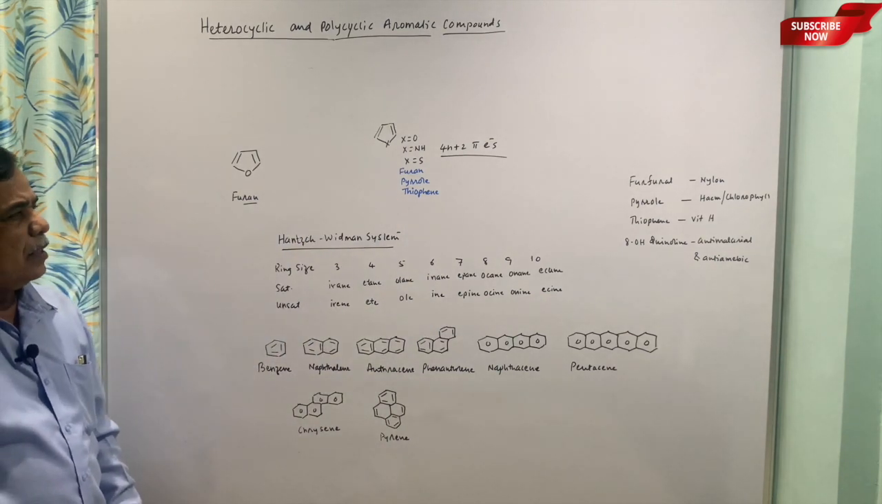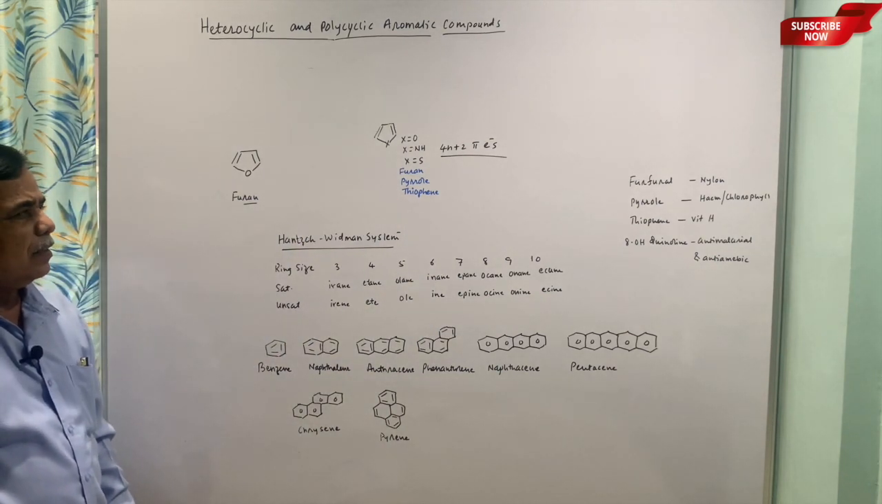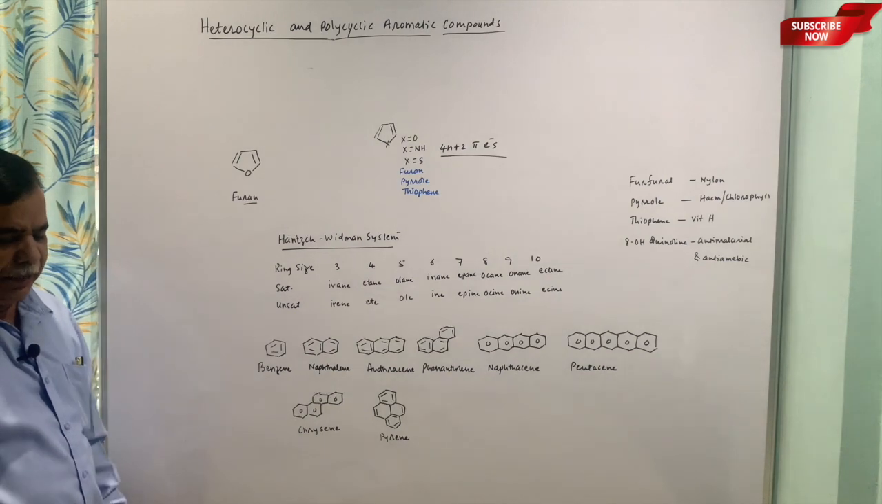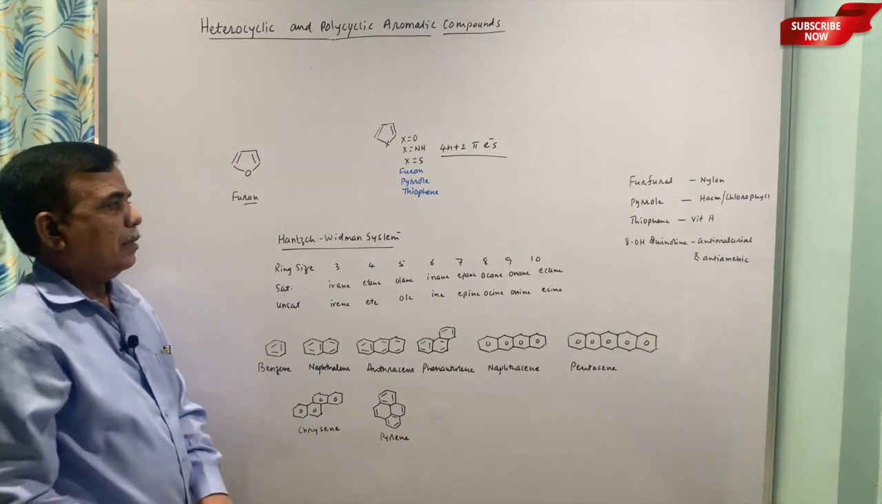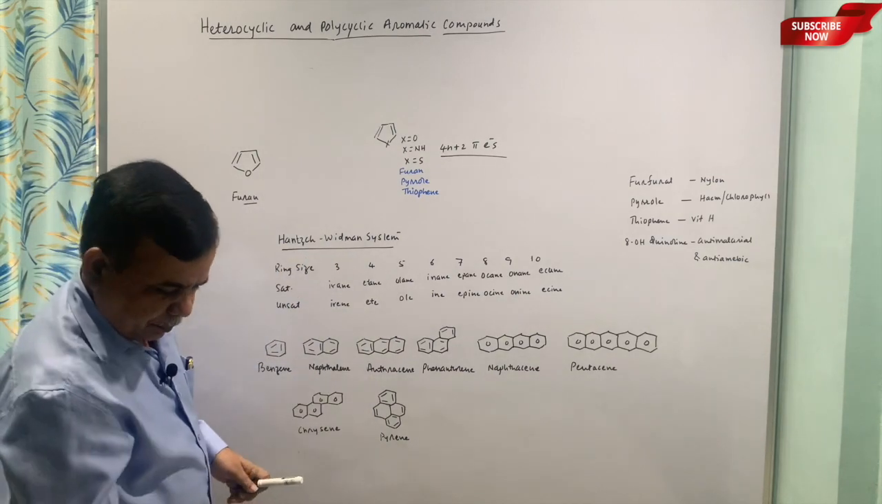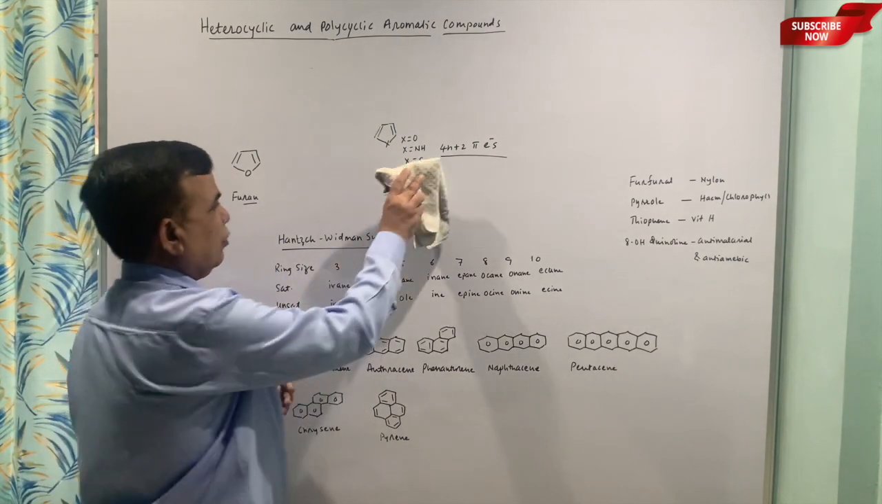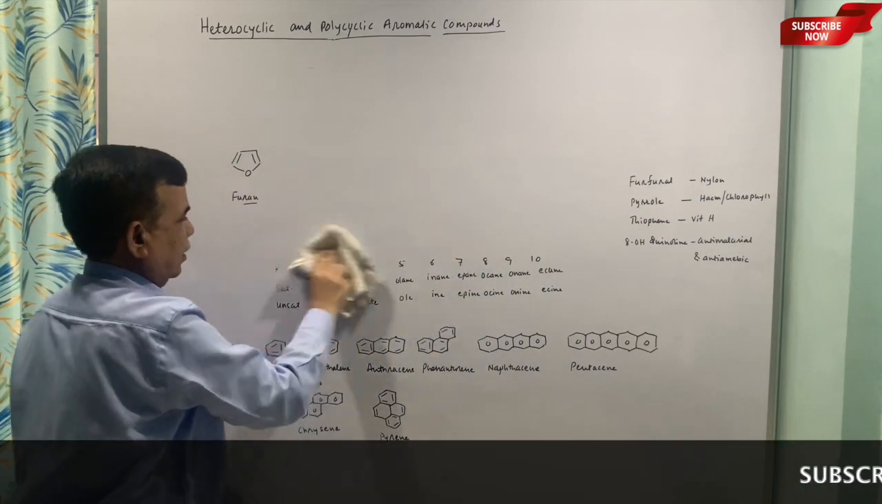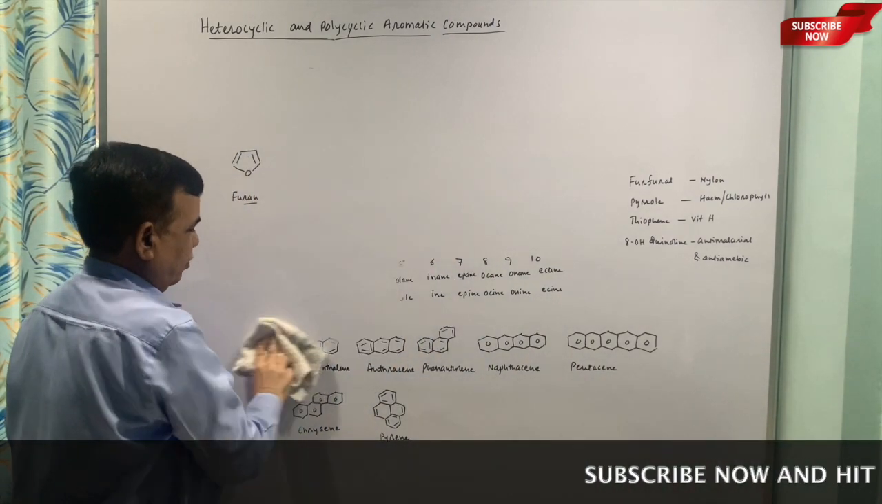Amongst these 3, pyrrole is more reactive than furan, and furan is more reactive than thiophene. So, that is about the reactivity. And for the electrophilic substitution, let us talk about the furan. So, let us concentrate on the first molecule.